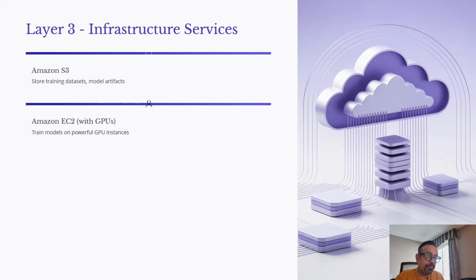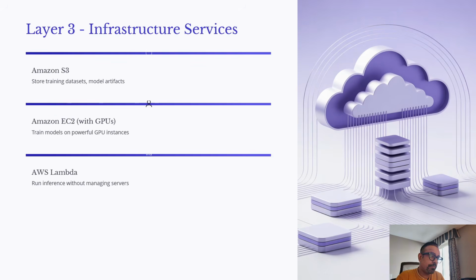99.999% durability. Amazon EC2 and GPUs train models on powerful GPU instances. You get access to NVIDIA GPUs as well as AWS custom Trainium 2 chips that deliver 4x performance improvements. EC2 P5 instances provide petabyte scale networking for distributed training across thousands of these GPUs.